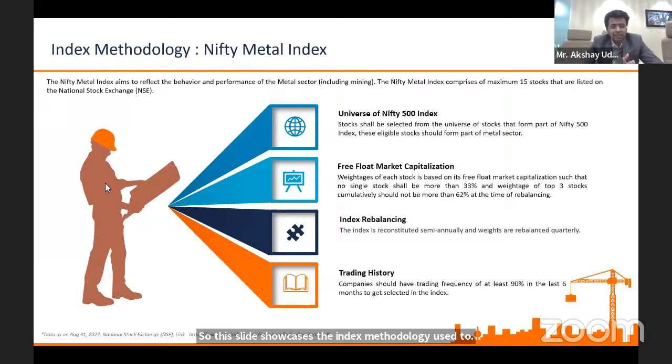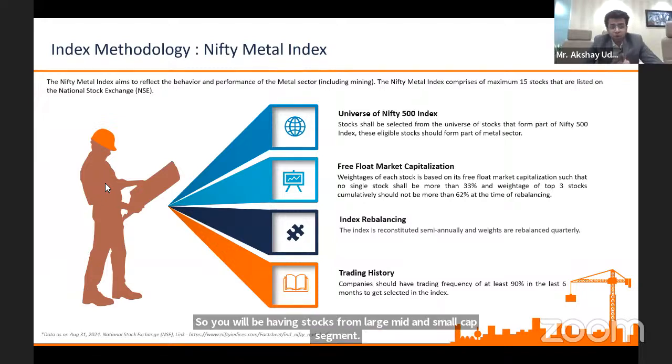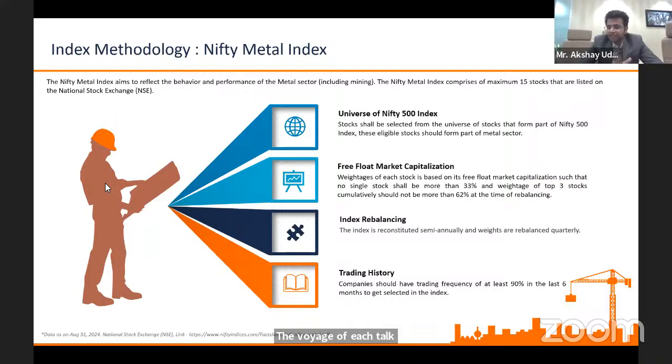So stocks are selected from the top 500 stocks from the Nifty 500 index. So you will be having stocks from large, mid, and small cap segments. The weightage of each stock is based on its free float capitalization. And again, going by the standard index rule, there will be no stock having a weight of more than 33%, and no top three stocks would have a cumulative weight of 62% at times of rebalancing.